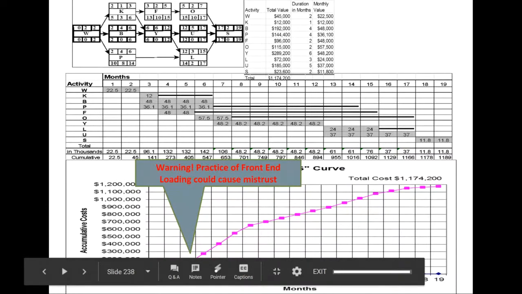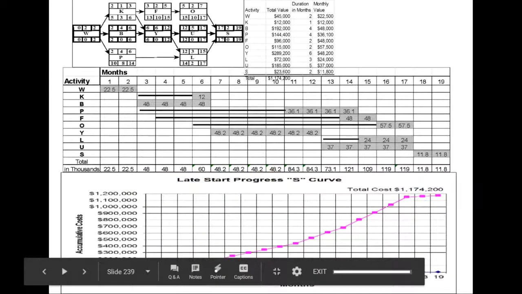Right. So I did mention this practice of front-end loading by the contractors, where they bill the owners without actually delivering the work, which sometimes creates mistrust. So owners can see if there is a very steep curve, which could ring a bell that contractors may be front loading. Right, so the other extreme is to develop a late start S curve.